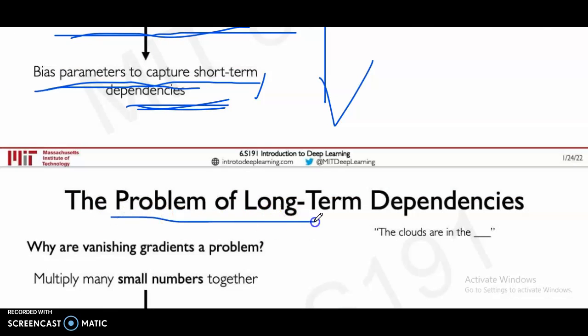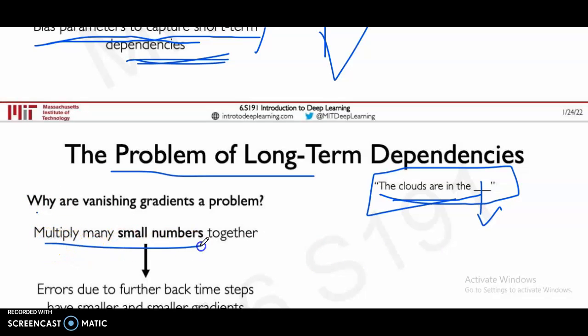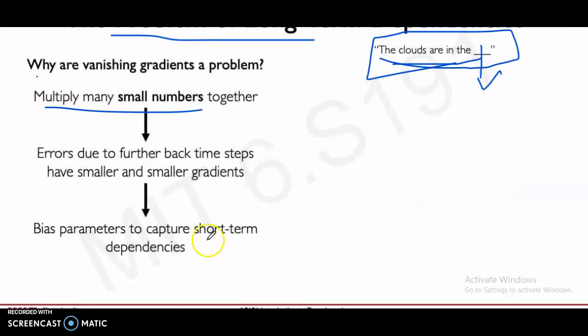The problem of long-term dependency: the clouds are in the sky. Yes, clouds is the best example. What will happen? Rain will come.